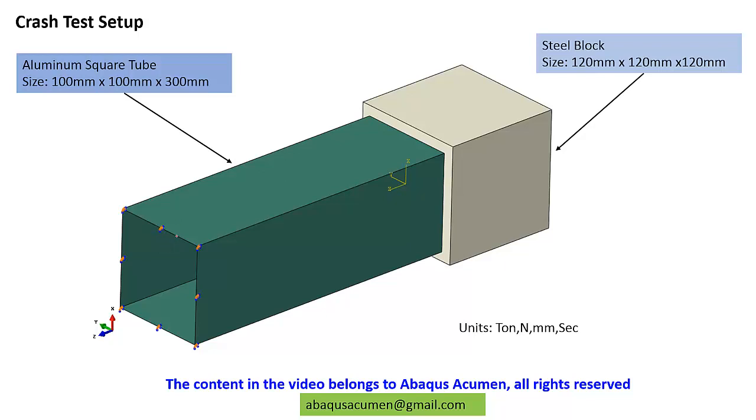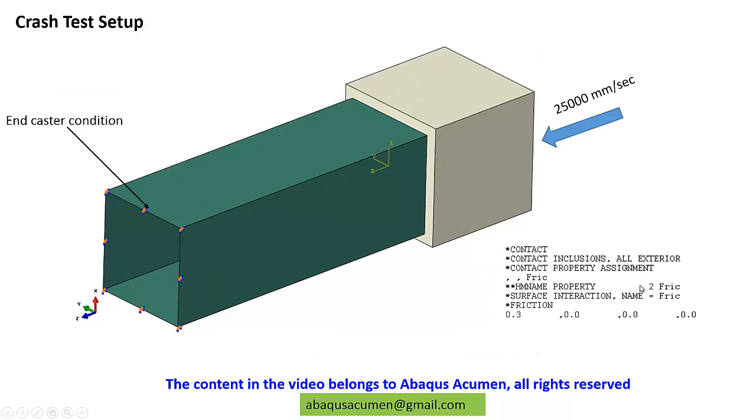We have an end caster condition at one end, and then there is a 120 by 120 by 120 length. So it's a 120 millimeter cube steel block hit with 25 meters per second velocity. So that velocity is going to impact. We are going to use SI units for this, so tonne, Newton, millimeter, second. So if I calculate my stress unit, it will be Newton per millimeter square, which is nothing but MPa.